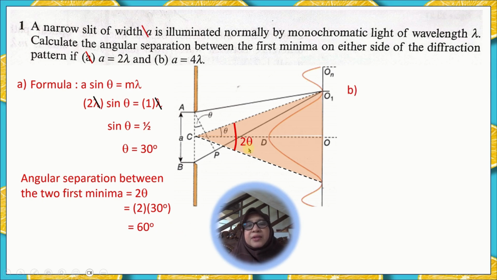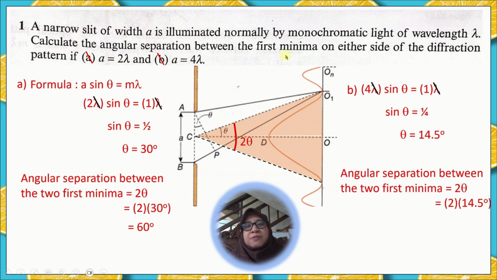Okay, so next question, what if we substitute a equals 4 lambda into the equation? We cancel the lambda on both sides, and sin theta equals 1 over 4. So theta, the angular separation, we get 14.5 degrees. For the separation between the first minima on either side, we double the angle, 2 times theta, and we get 29 degrees. So the angle becomes smaller when we increase the separation of the slit.